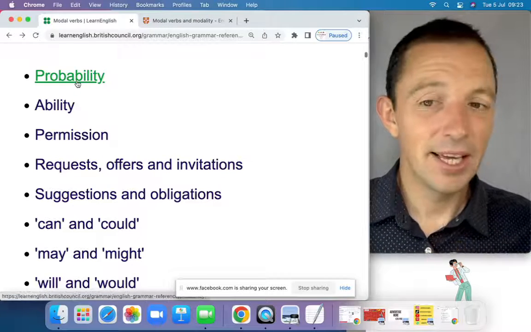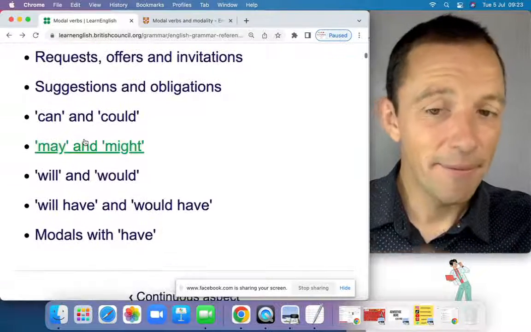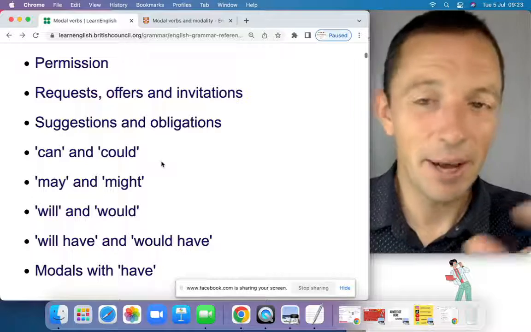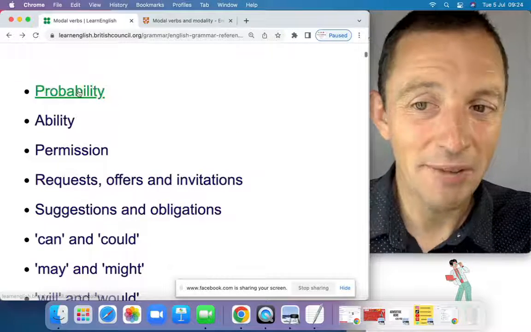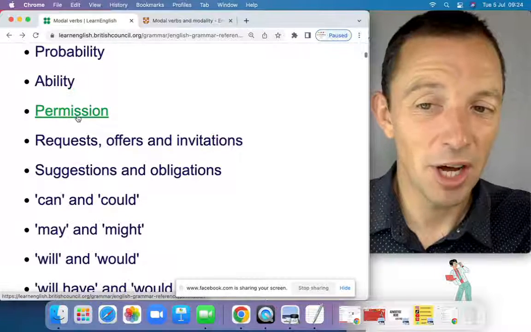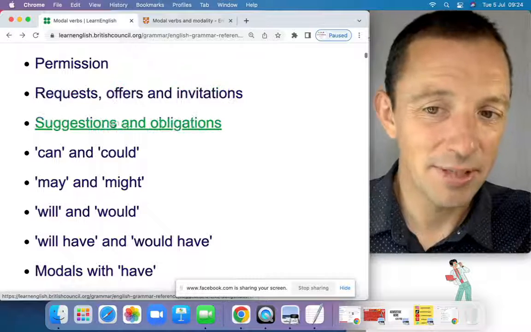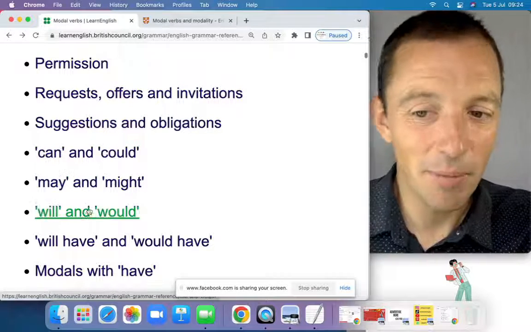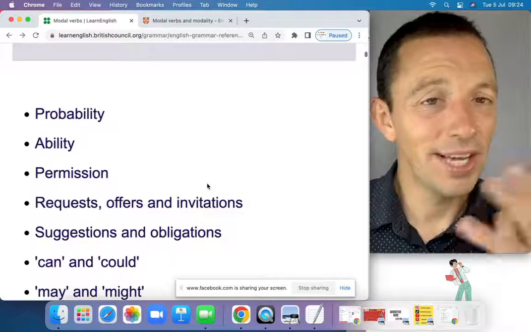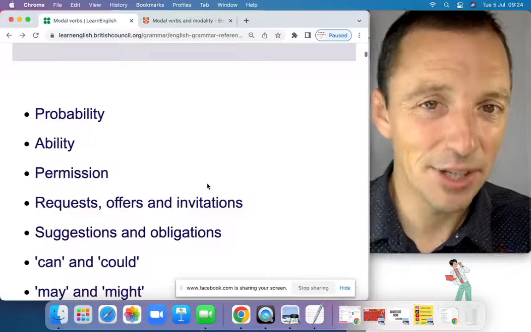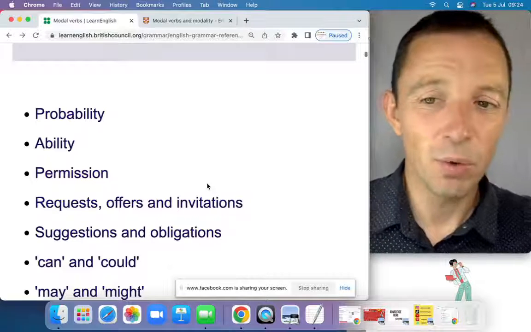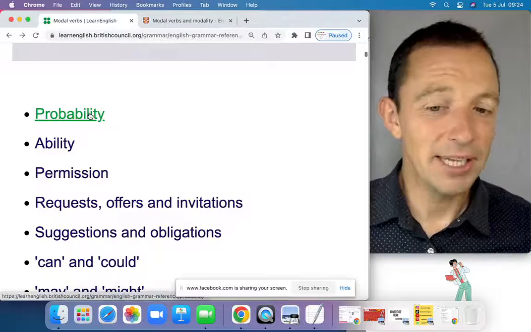and we have a lot of content in the next weeks to discuss specifically about modal verbs. For example, we have a topic related to probability, we have a topic related to ability, we have a topic related to permission, requests, offers, invitations, suggestions, obligations, can, could, may, might, will, would. So we have a lot of different exercises and topics to begin, but I think for today that is sufficient just to give you an introduction to modal verbs, and tomorrow we move to the section of probability.